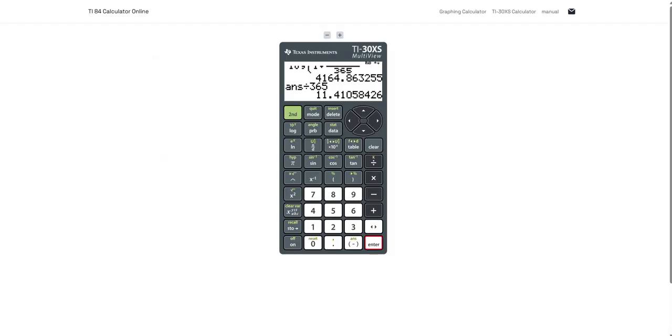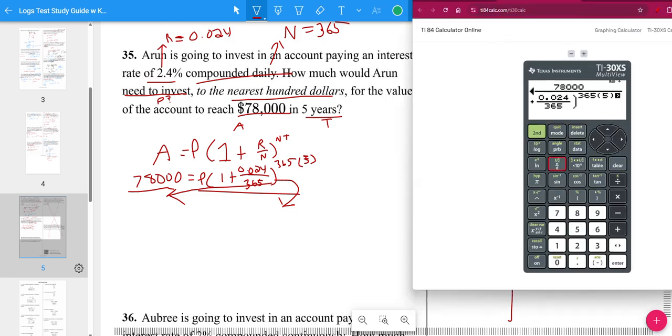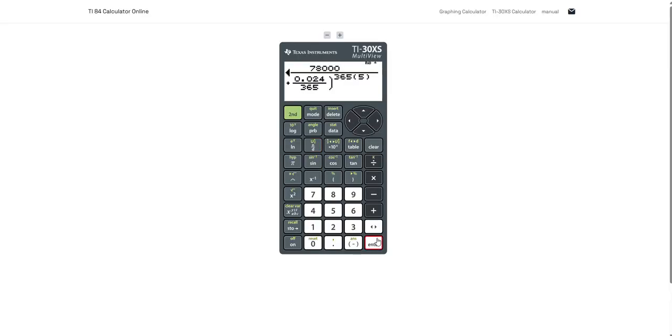Well, I just didn't want to write that out because I'm lazy, but let me write it out as a fraction for you. So I'm dividing 78,000 by this whole parenthesis expression. So 1 plus 0.024 over 365 to the 365 times 5. So I'm just putting my full expression in here, okay? Exponent and all. So 78,000 on top, this on bottom. And we're rounding to the nearest $100.